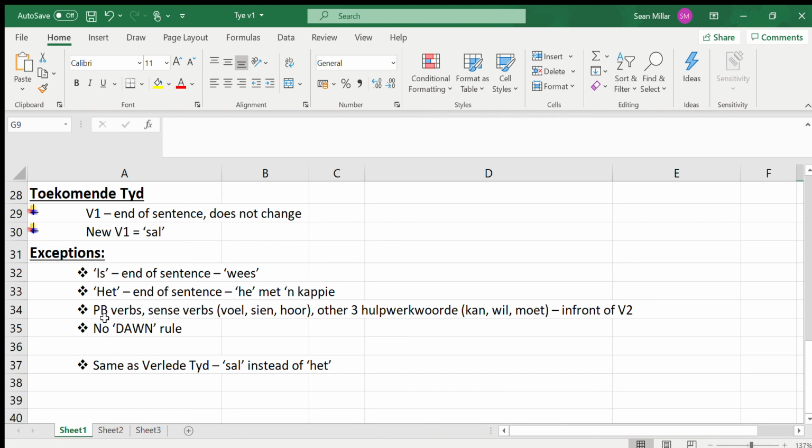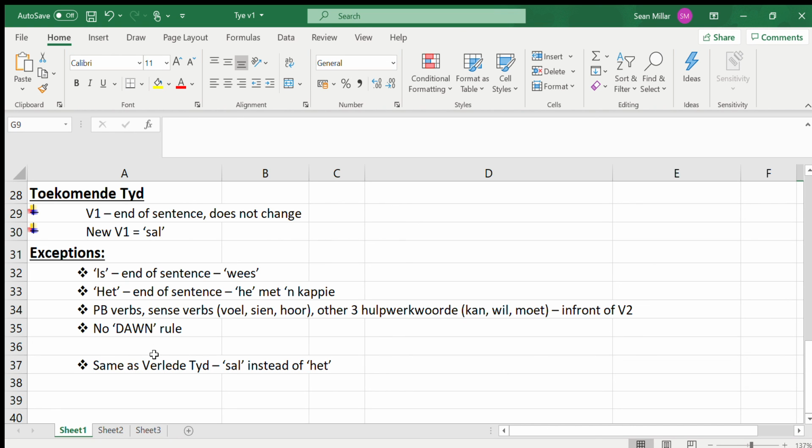Then Peter Black verbs, so probeer, begin, gaan, kom, laat. Peter Black likes kissing girls. Those verbs, sense verbs, what I mean by sense verbs is feel, see, hear and touch, so voel, sien, hoor. And your other 3 helpwerkwoorde, so kan, wil, moet, and also mag. The reason I haven't included sal is because sal forms the entire part of toekomende tyd. When you move these verbs, you're obviously moving them in front of verb 2 in the sentence.